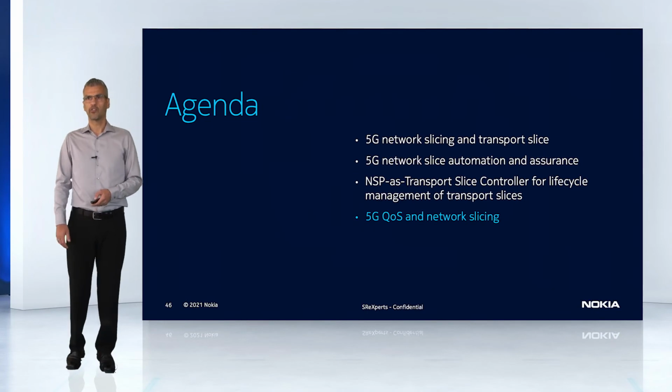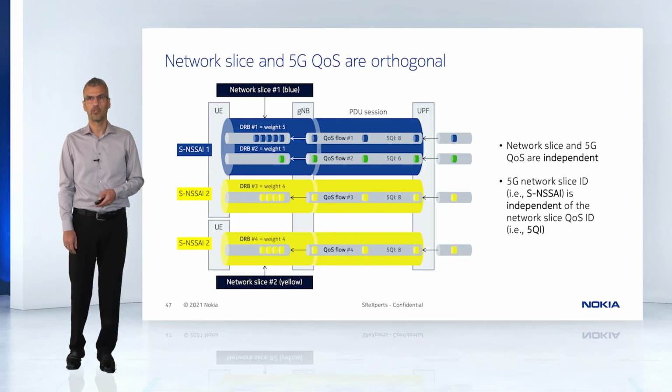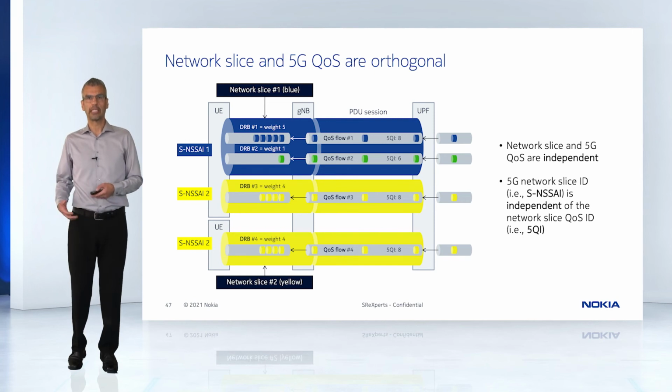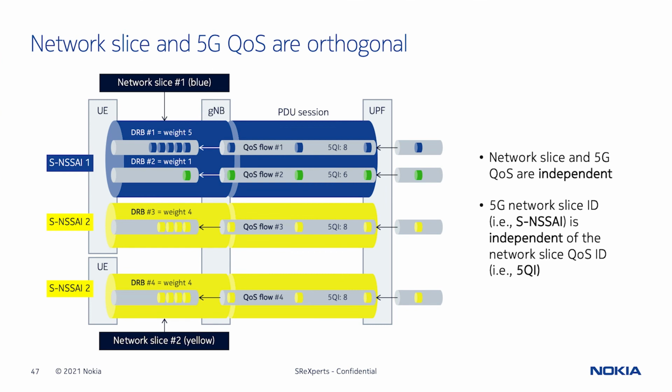The last section is about the similarities and differences between QoS and 5G network slicing. The concepts of network slicing and QoS are independent, they are orthogonal. This picture is showing why this is the case. If I have, let's say, two network slices, slice 1 and 2, which are blue and yellow, each of these network slices is created for a specific SLA, as we went through in the presentation today.